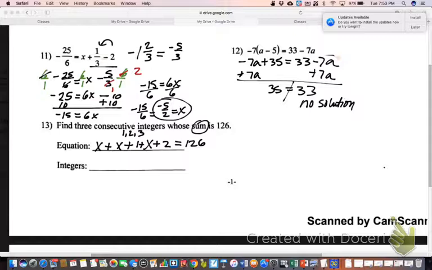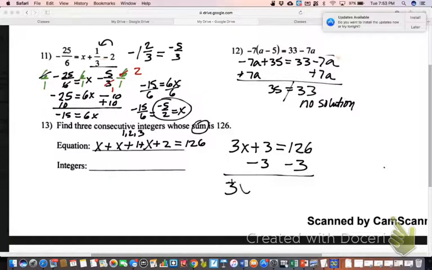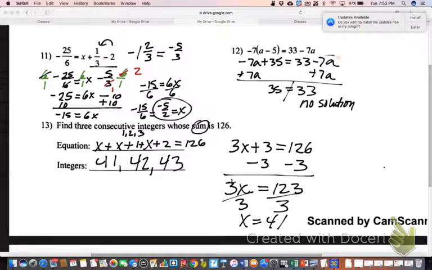So I'm going to add all those together. So that should be 3x plus 3 is equal to 126. Subtract 3 from both sides. Divide both sides by 3. x is equal to 41. So since the smallest one is 41, the next one must be 42. The next one must be 43.